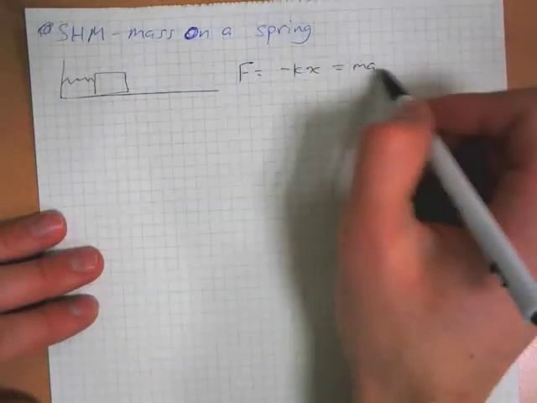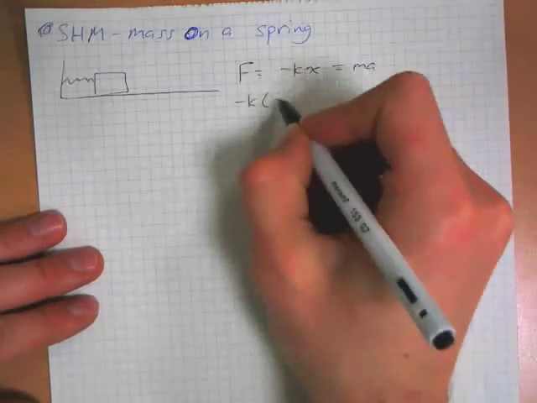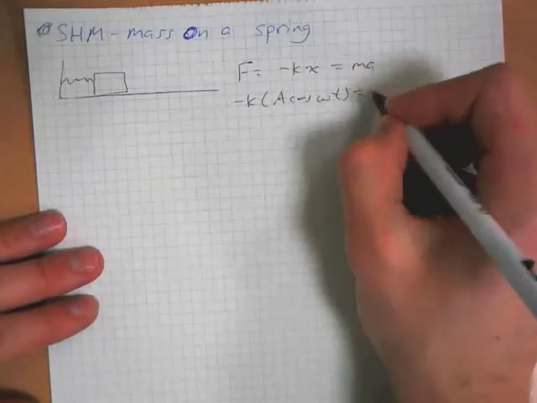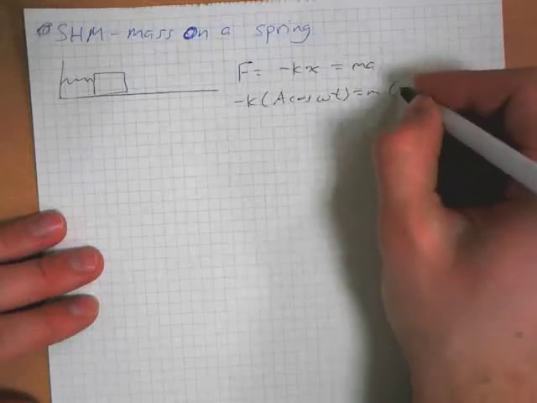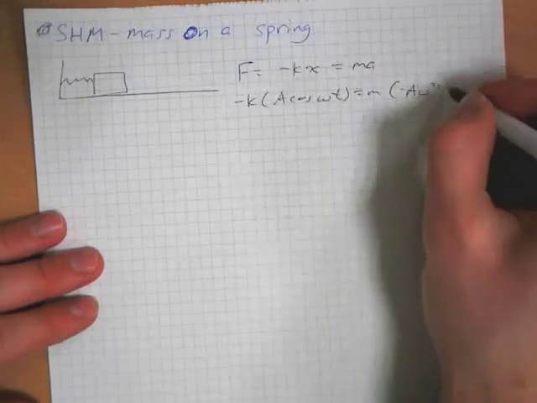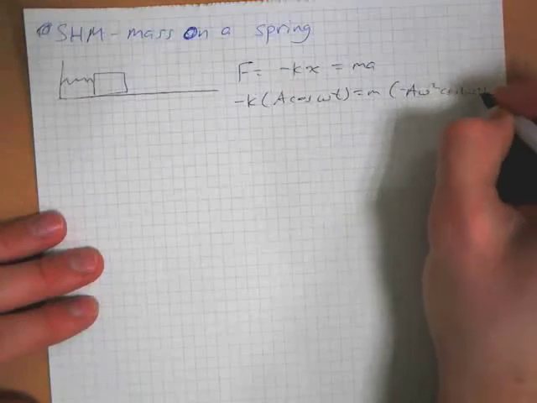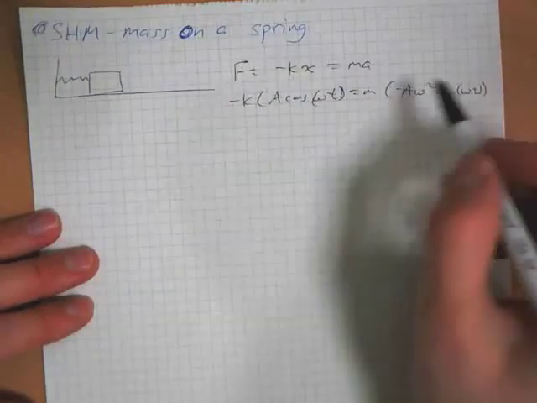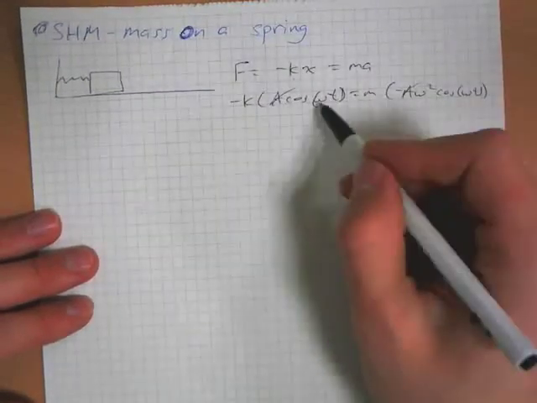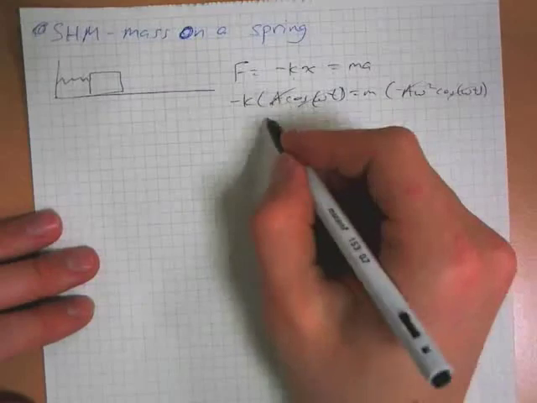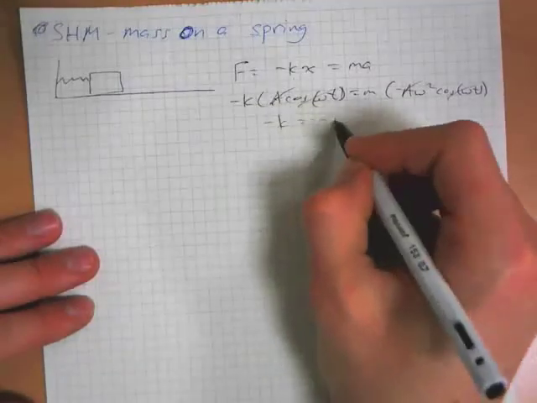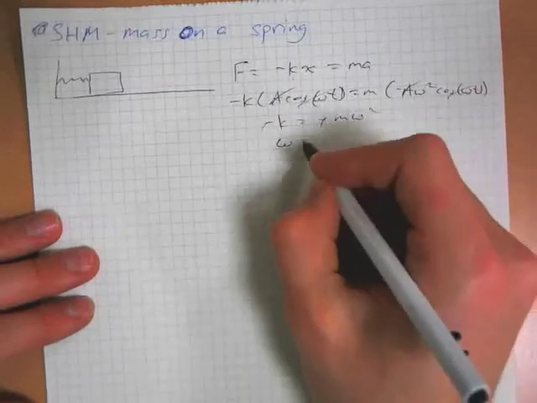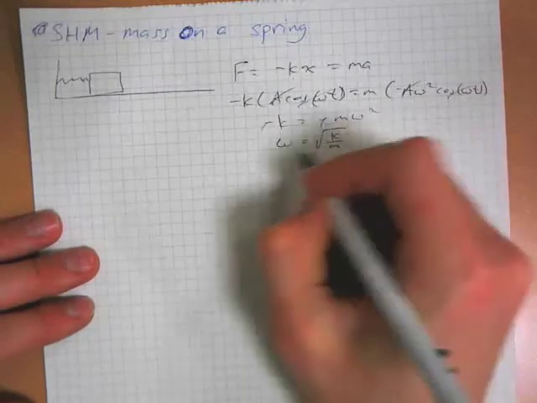If we substitute our simple harmonic motion equations, x is A cosine omega t, and a is minus A omega squared cosine omega t. So doing some canceling, our A's go away, our cosine omega t's go away, and we see that minus k equals minus m omega squared. Negatives go away. And if we solve for omega, we get square root of k over m.